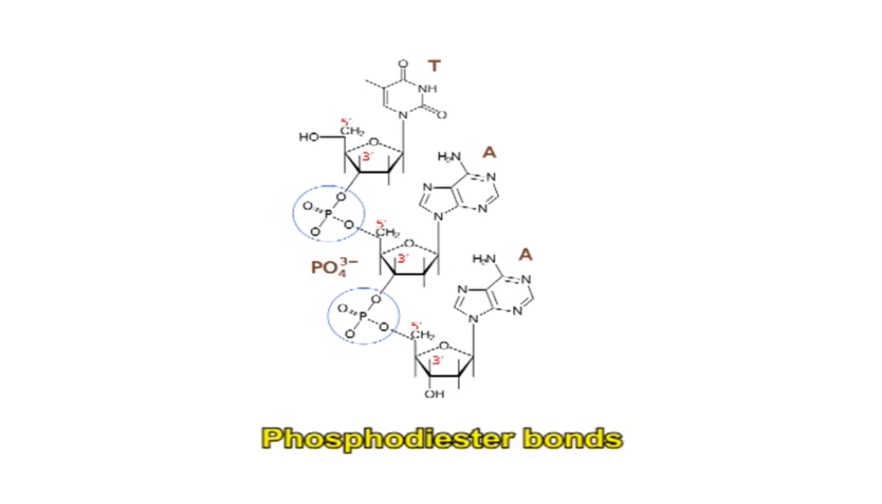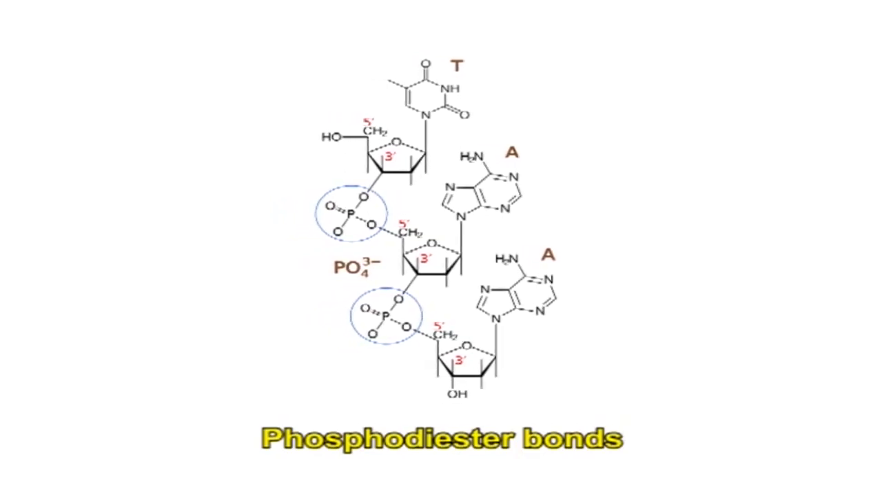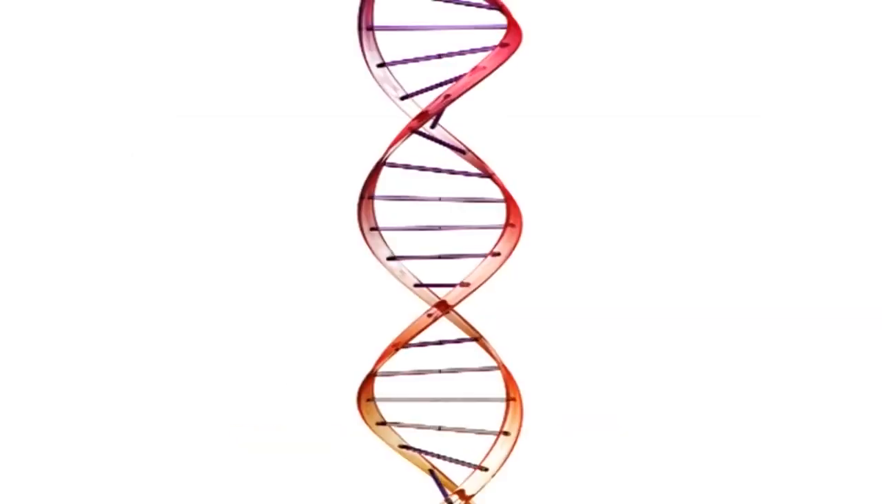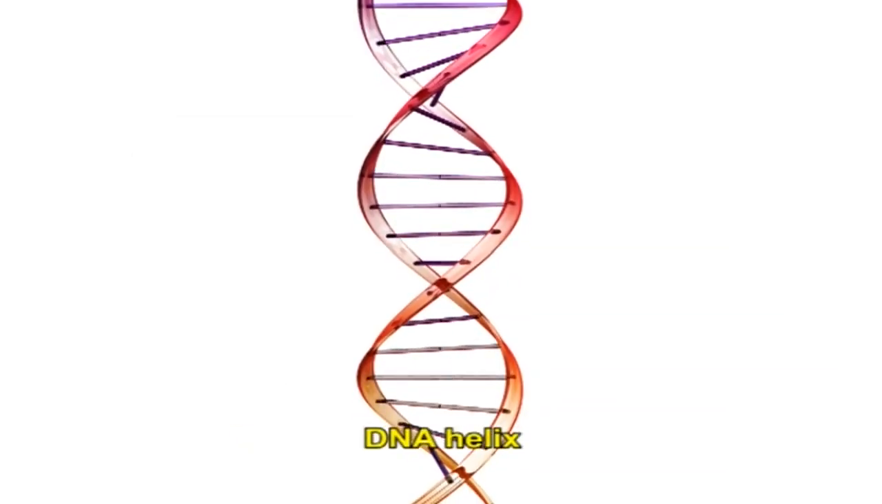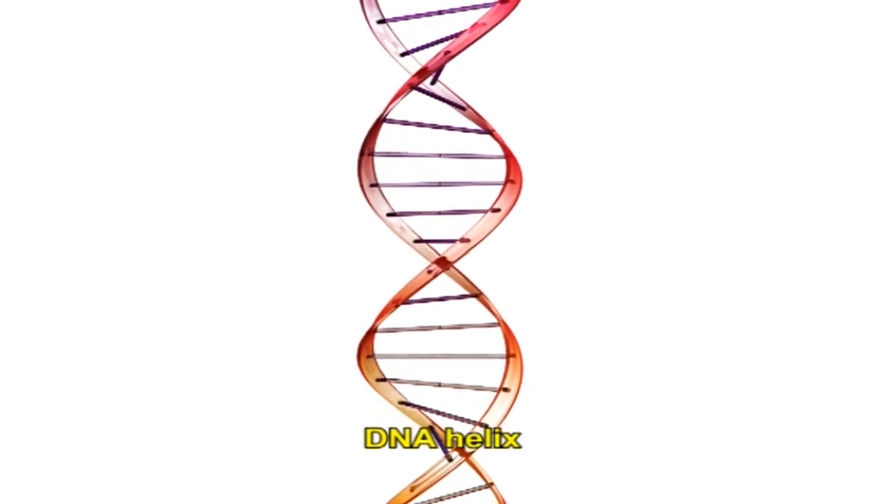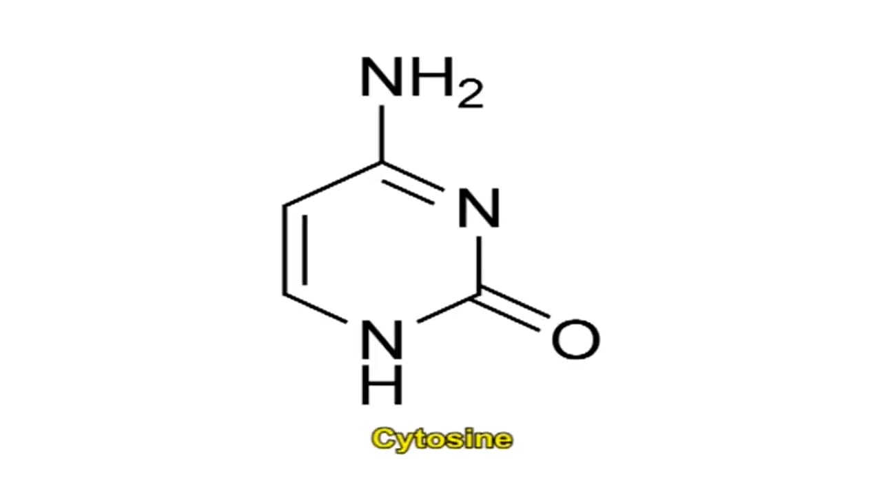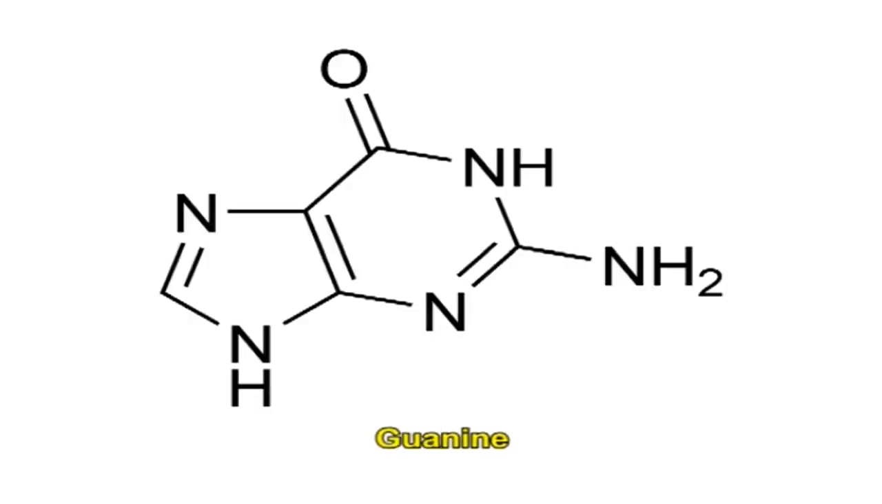Phosphodiester bonds are formed by these nucleotides. These bonds create a phosphate deoxyribose, which is the backbone of the DNA helix. Through hydrogen bonds, base pairs are formed. Adenine always pairs with thymine and cytosine always pairs with guanine.